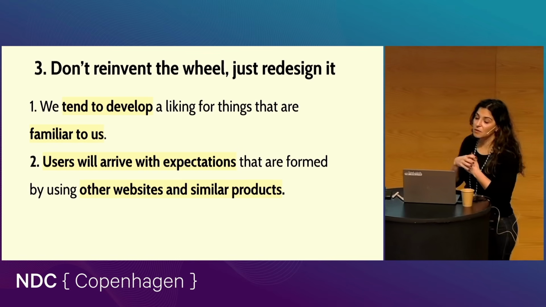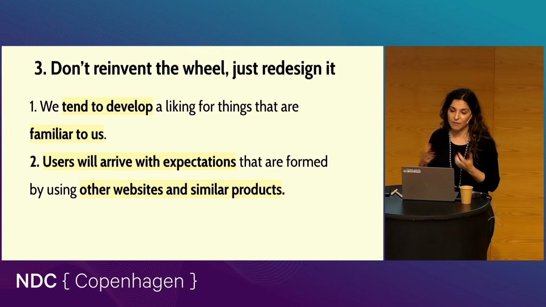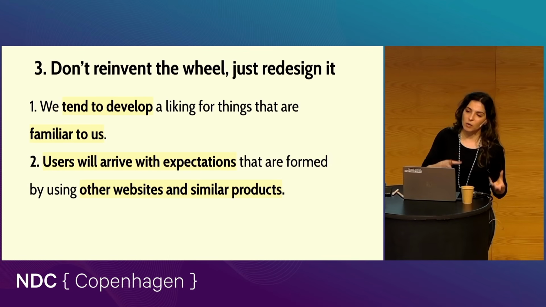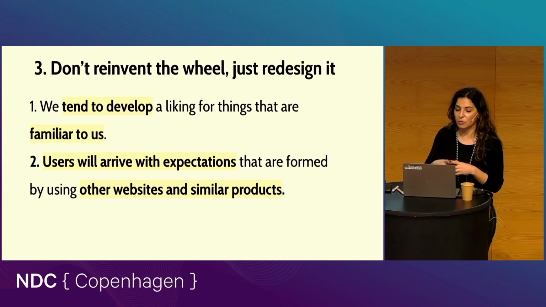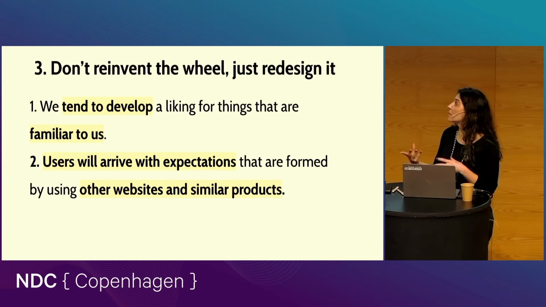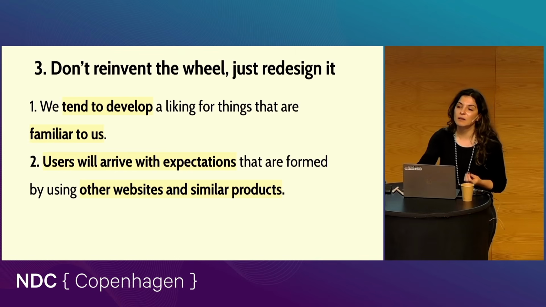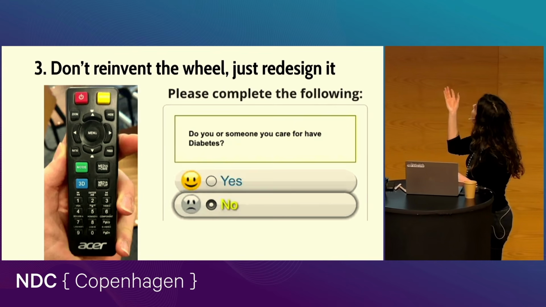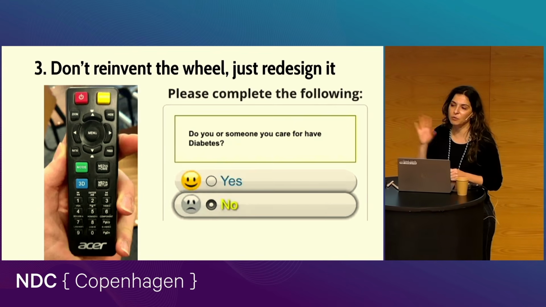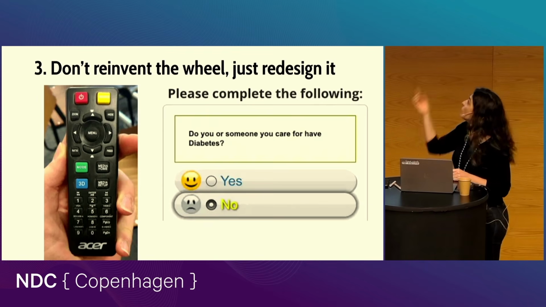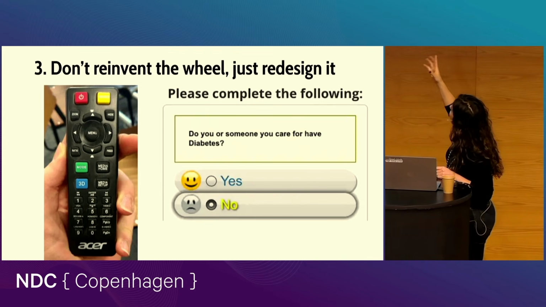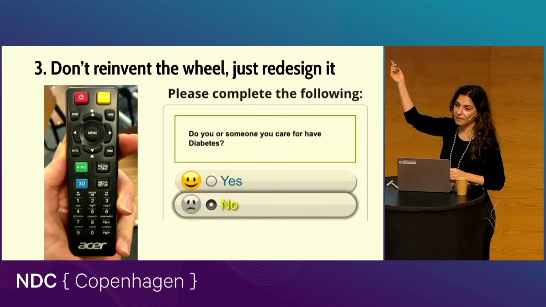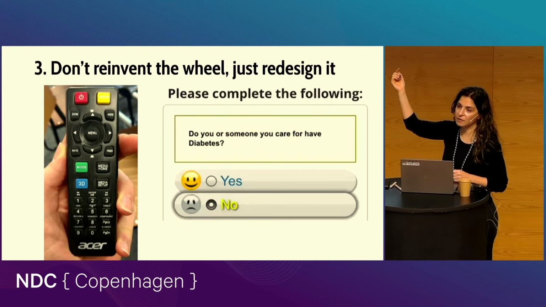This is the point: we tend to develop things that are familiar to us. So we have expectations, and we try to align between products and websites to have the same experience. If you have different things, it's not aligning, we are not recognizing. We need to recall, and we need to learn for each new site. For example, here, all of these are real cases. Do you or someone you care for have diabetes? So no, it's bad. Yes, it's a happy face.